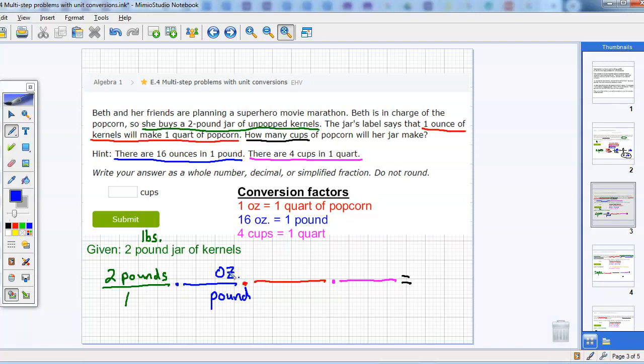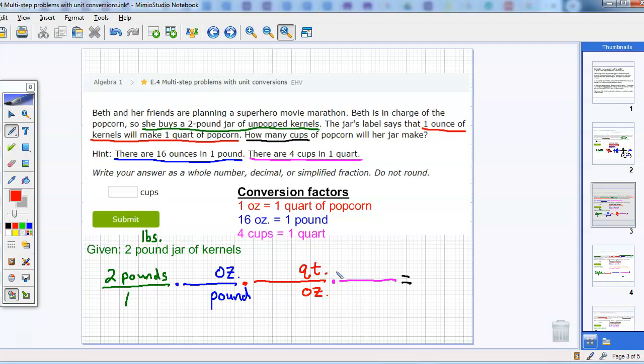So what do I want ounces to cancel and become? Well, I want ounces to become quarts. Remember, we're going for cups here, so I want ounces to become quarts. So I would write ounces diagonal, and my conversion factor here says that ounces will become quarts. So I'm just going to abbreviate that. We'll just go with quart. We won't make it plural.